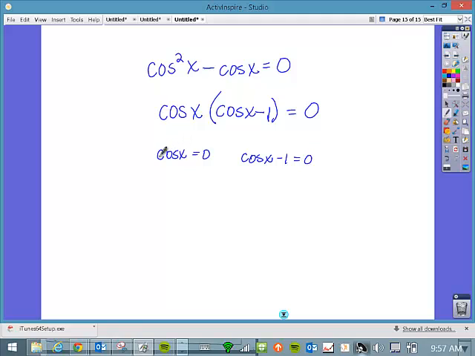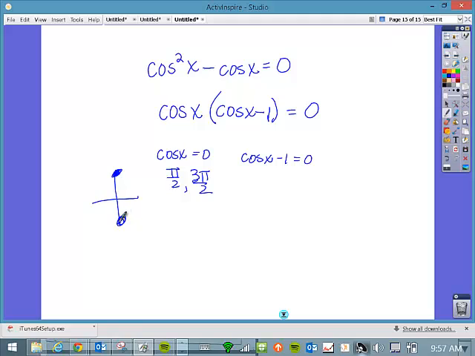So I'm going to solve both of those equations individually. So first one, cosine x equals 0. Where is cosine equal to 0? Well, cosine is equal to 0 up here at pi over 2 and down here at 3 pi over 2. Sorry, that's a positive 3 pi over 2. I don't know why I wrote a negative. So cosine is equal to 0 up here at pi over 2 and down here at 3 pi over 2.